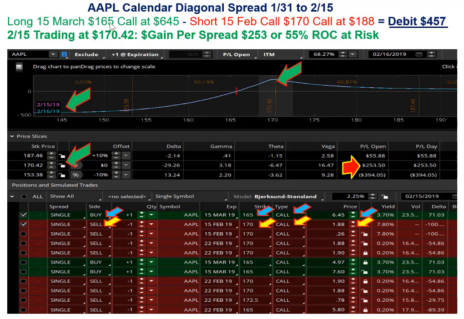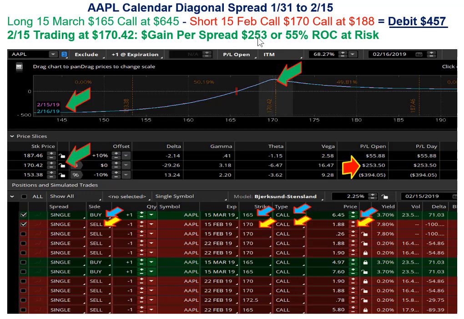So we bought the 15 March 165 call and paid $645. That would be per option contract. And then instead of selling the March 15 170 call, we sold the 15 February 170 call and brought in $1.88, or $188. So we have a debit cost, total cost, maximum risk of $457. Now you can see on the 15th, Apple was trading at 170.42. From this calendar spread, we had a gain of $253.